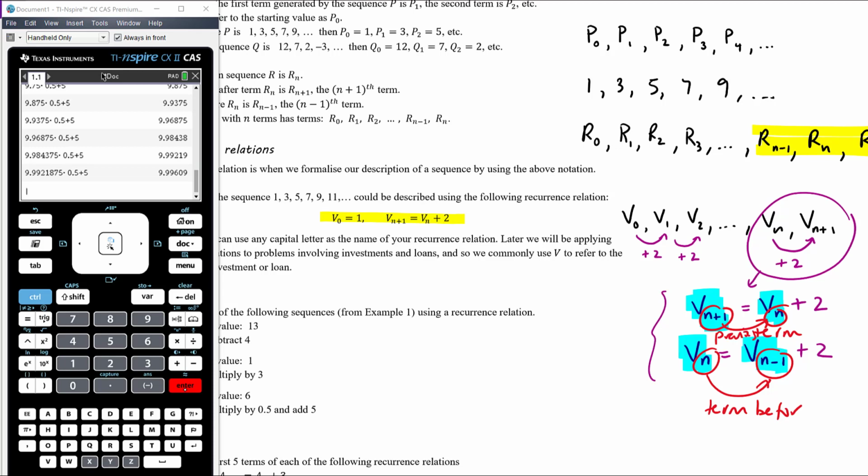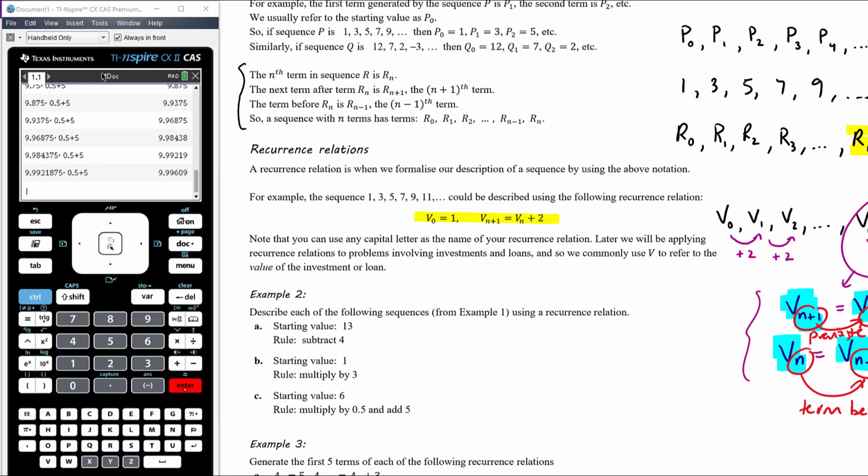Right, so we've got this recurrence relation. It tells us that V0 is 1, you start the sequence at 1, and then to get to a term, you take the term before that and you add on 2. Or you can think about it as, you take a term, you add 2 to it, that gets you to the next term. So it's about being able to understand the notation and also being able to formulate the notation.